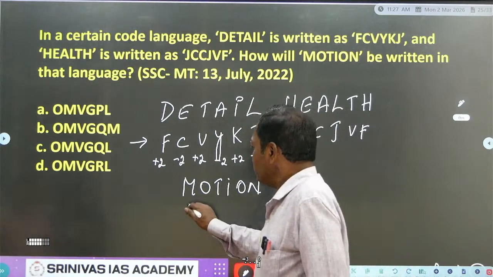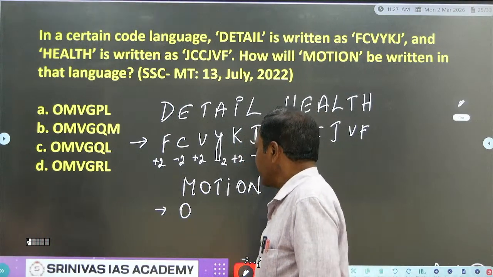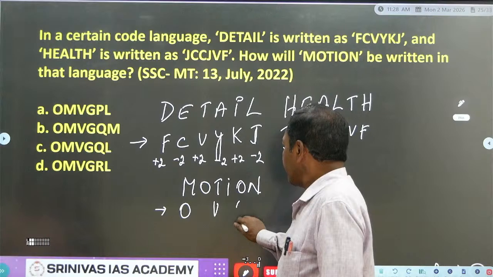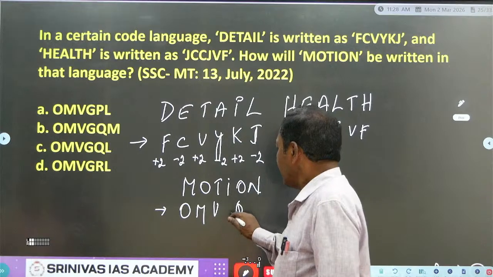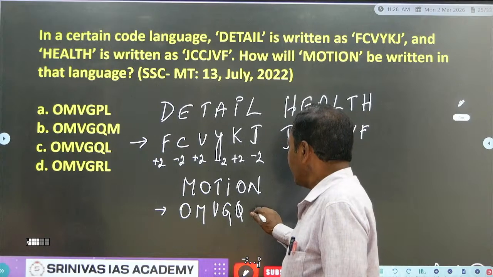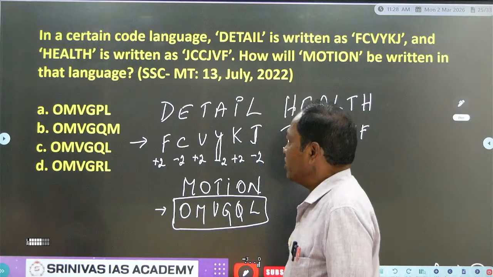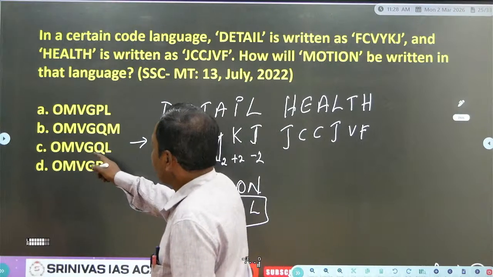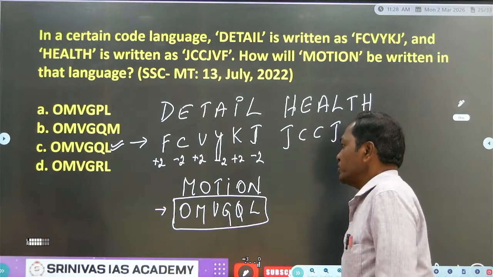Okay, what is the plus 2 for M? N, O. O you can take. And every alternate is plus 2. T, U, V, O, P, Q. Right. This is minus 2. M, N, O. You can take M. G, H, I. You can take G. K, L, M, N. L, M. So OMV, where do you see OMV? GQL. OMV, GQL. Option C is the appropriate one.